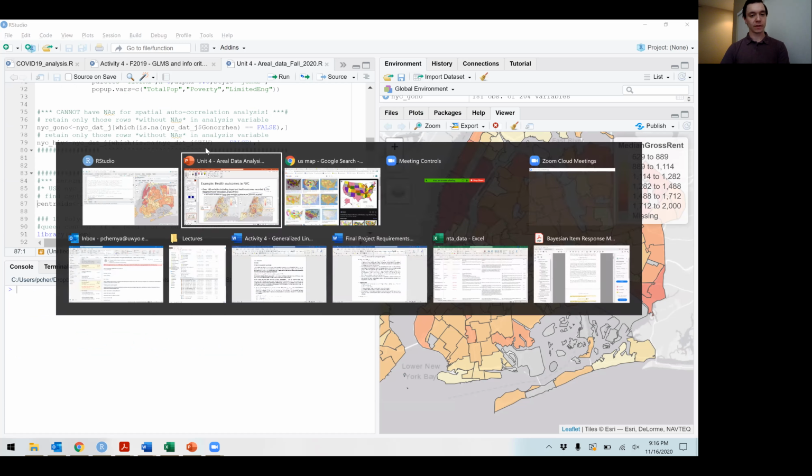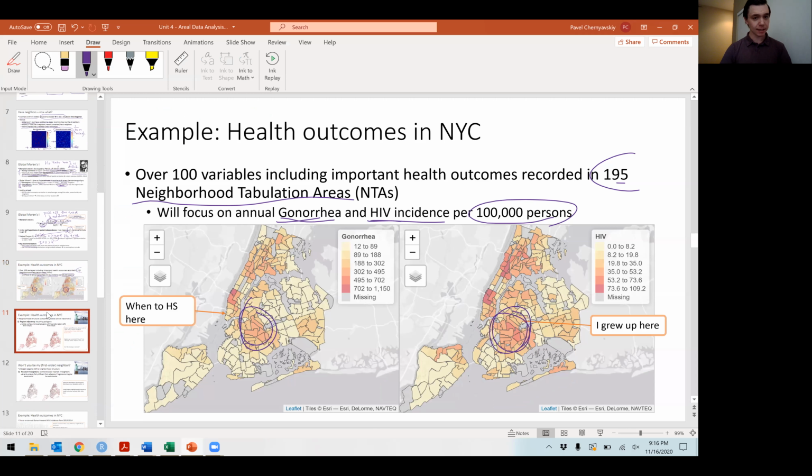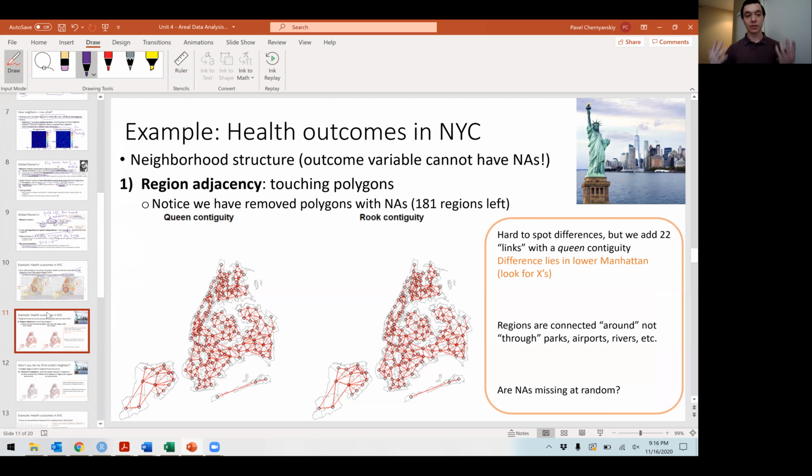So first things first. I have to decide on my neighborhood structure. You will notice that by excluding NAs, I have these kind of holes. I've made NAs and parks. I've made these kind of holes. And so the neighborhood tabulation areas have to connect around the parks.